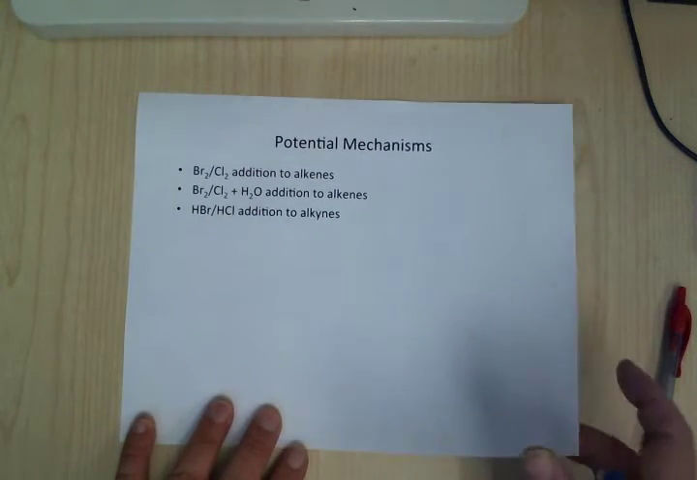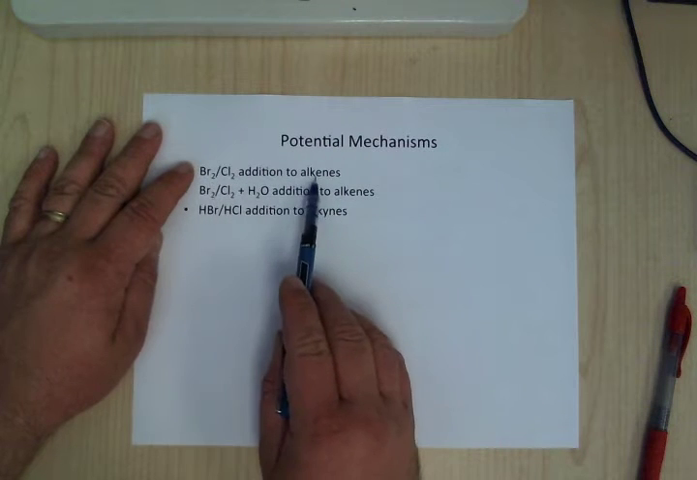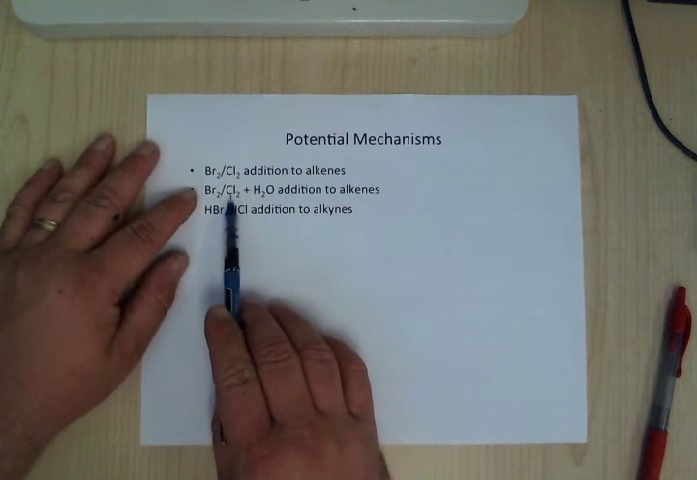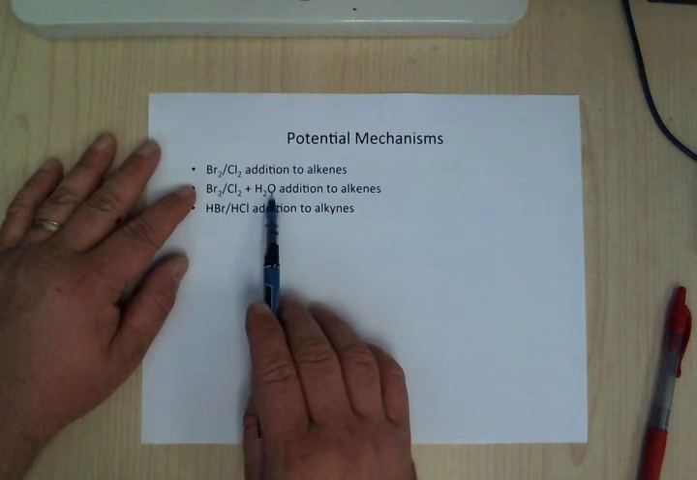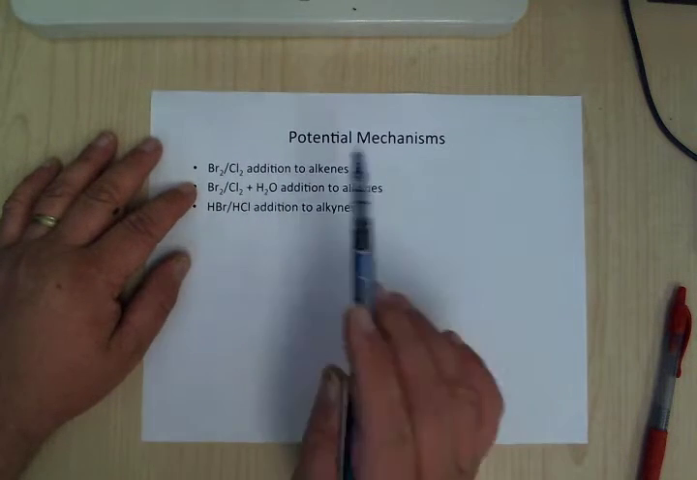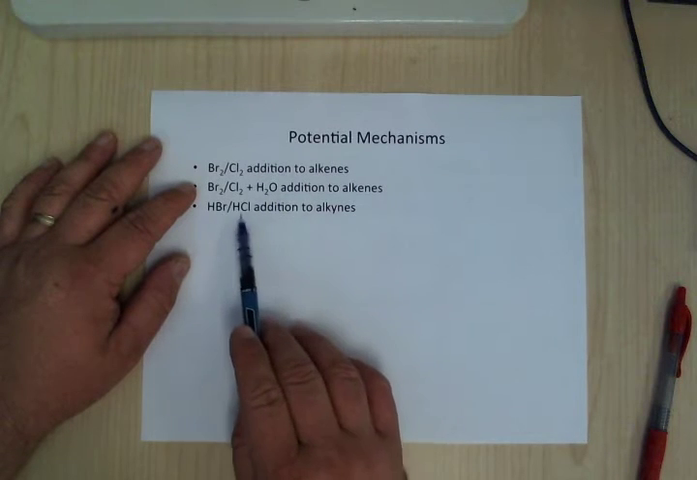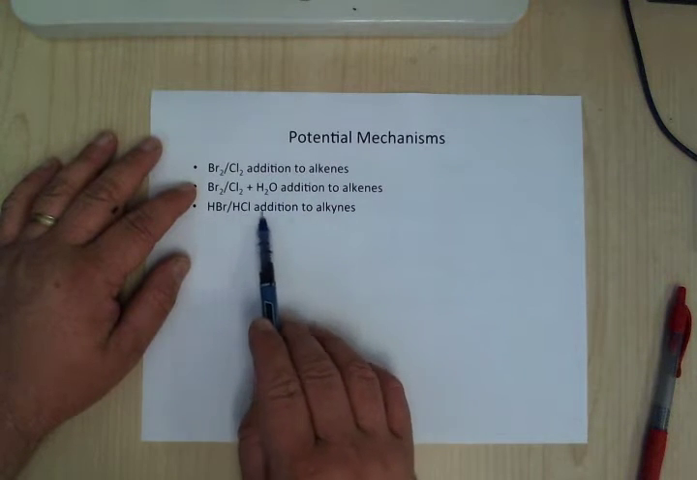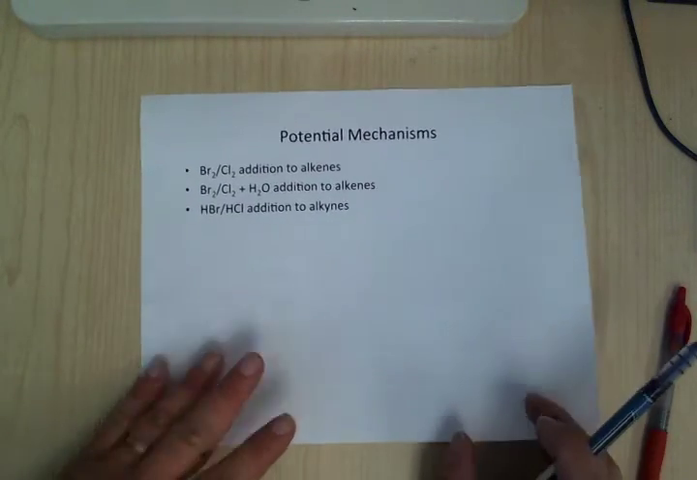These are the 3: adding either bromine or chlorine to an alkene, adding bromine or chlorine to an alkene in the presence of water, or you're going to add HBr or HCl to an alkyne. They're all going to be very similar mechanisms, but you're going to get one of those.